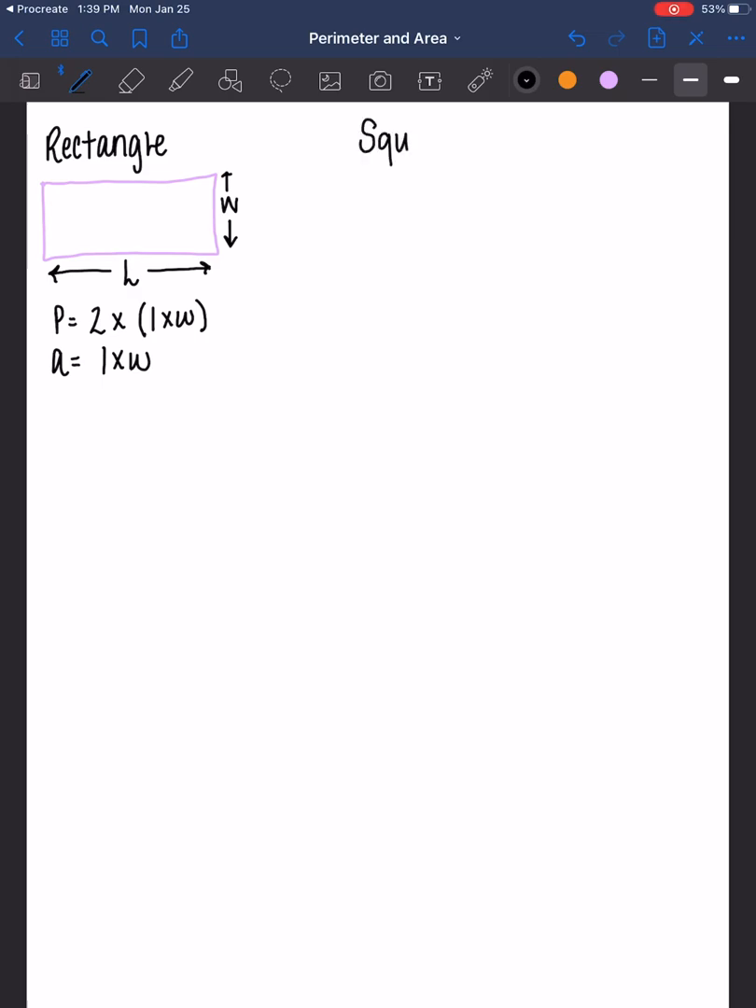The next shape we are going to work on is a square. Now we know that a square has 4 equal sides, unlike the rectangle, which only has 2 pairs of equal sides. So for the square, we use S, meaning side, and since they're all equal, it just needs to be the same on all ends. The perimeter equation is 4 times S, so 4 times the side. And the area for a square is S squared.